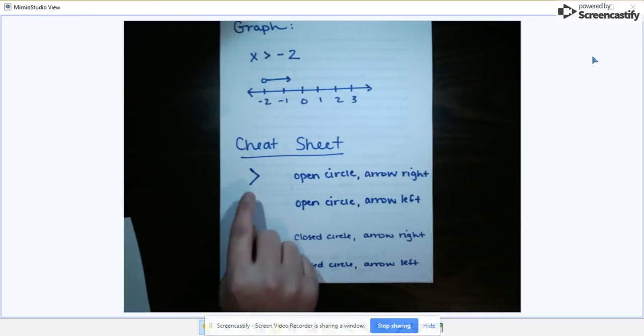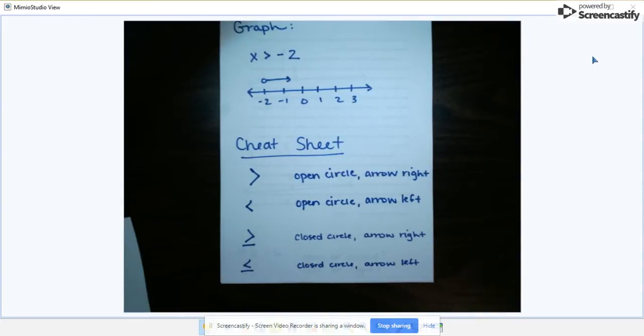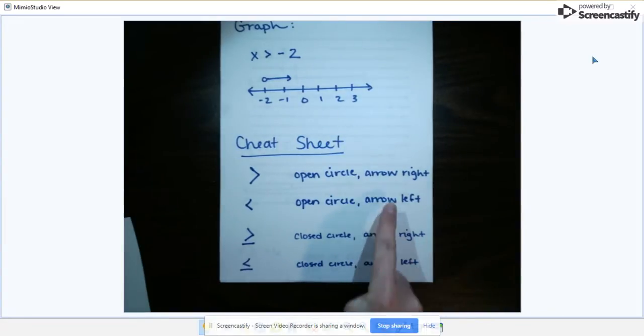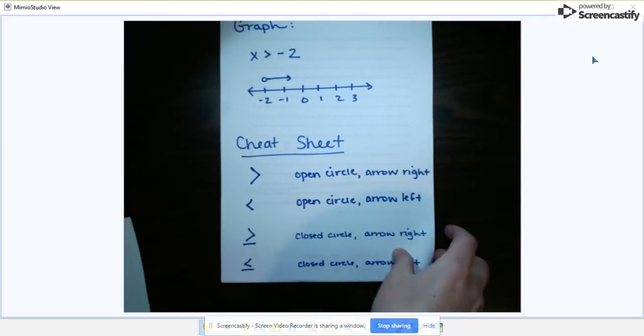Here's a little handy sheet, or like notes, that you might want to write down. So anytime you have a greater than sign, your circle will be open, and then your arrow will be pointing to the right. And then likewise, you can just read the rest of these. Open circle for both of these, closed circle for the equal to part of an inequality. One really important thing in order to use this and the arrow information, your variable must be first. Okay, your variable must be first in order to use this cheat sheet.